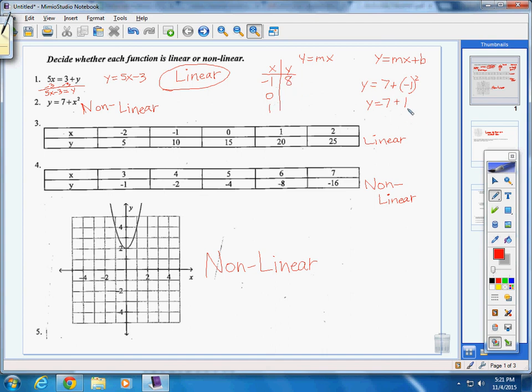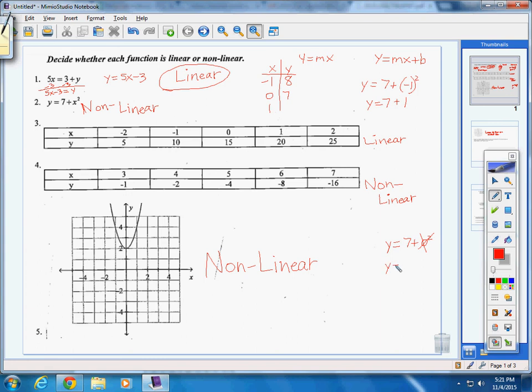Well, let's figure out these other ones. Sorry, I'm showing my work in random places, but that's because I only have so much space. So let's plug in 0 now. Y equals 7 plus 0 squared. Well, that's really just 0, so y equals 7. Now let's plug in 1.